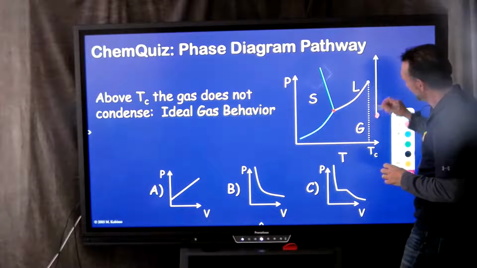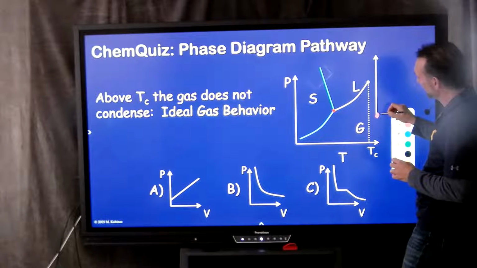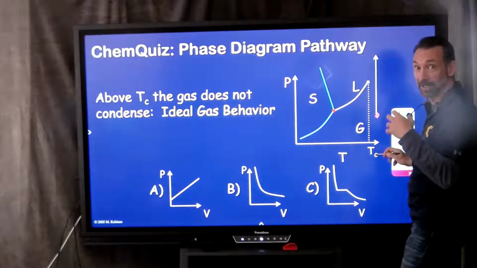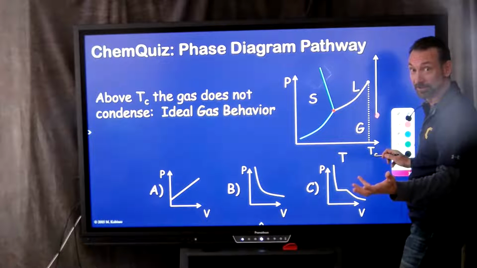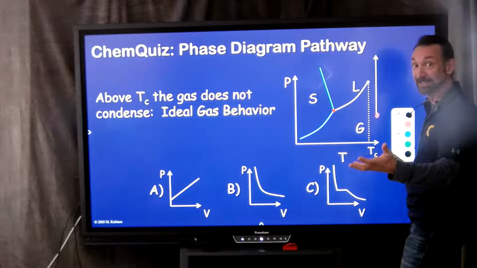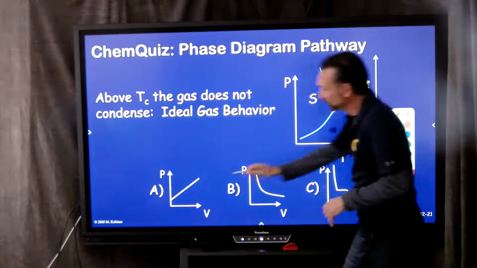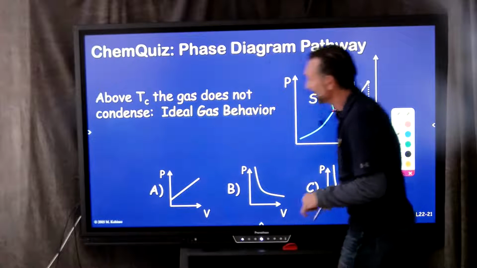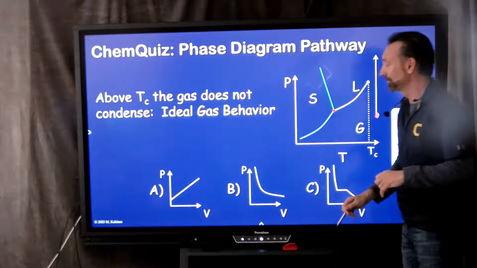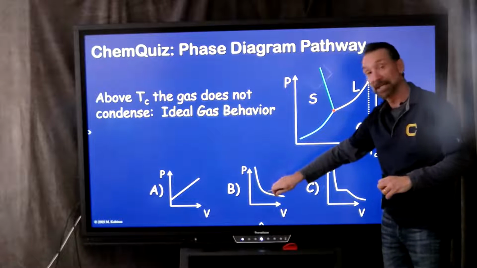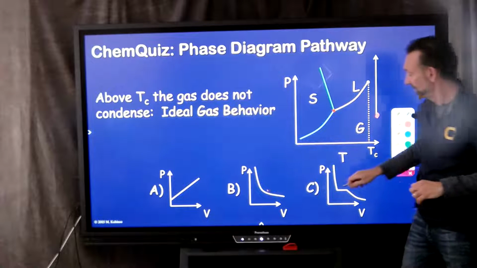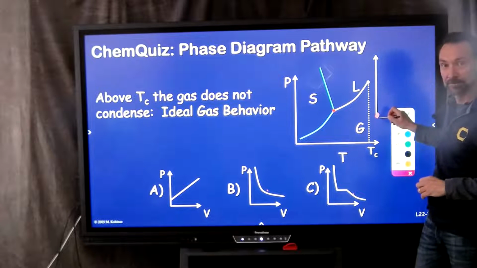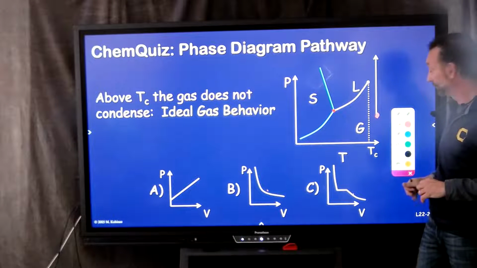But what you could have noticed is you started out in the gas phase above the critical temperature. And what's true above the critical temperature? The gas will behave ideally. So you could have tossed out A right away. Pressure and volume are not inversely proportional there. This you could have recognized as an ideal gas plot. This as a real gas plot. And out here, we behave ideally beyond the critical temperature.